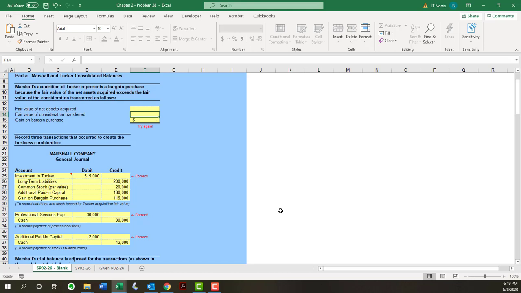And they paid 20,000 shares at a $10 par value, and then 200,000 in liabilities issued. For that, they received a book value of 120,000, which is the additional paid in the capital stock, and retained earnings of 340.